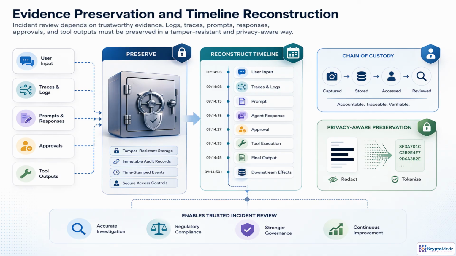For critical records, maintain chain of custody so each capture, access, and review is accountable. Finally, protect sensitive data through redaction or tokenization, so the investigation remains useful without expanding privacy risk.